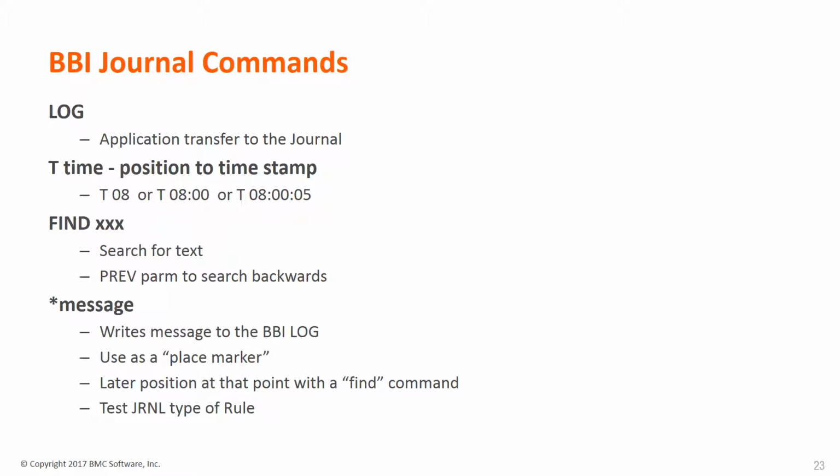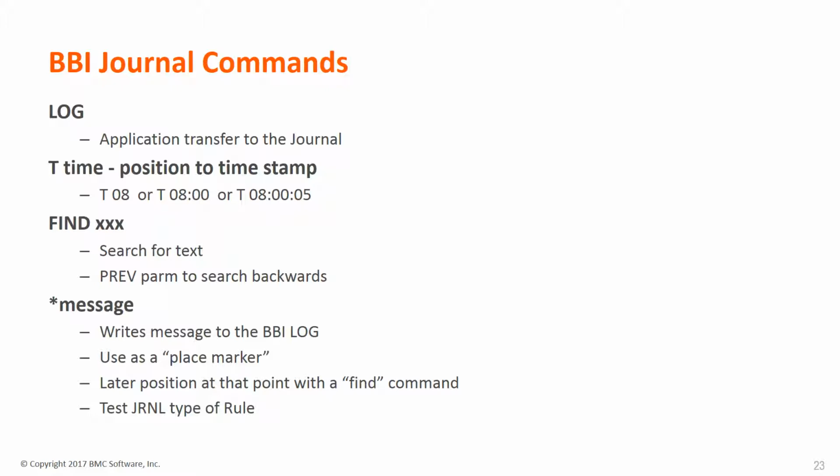Within the BBI journal, you can issue a few different commands, so let's talk about those now. The log command, of course, transfers you into the journal from anywhere in an OLTP display. You can use the T space time command to essentially do a locate to a certain timestamp in the journal. You can do a find command just like you would anywhere else in ISPF, F space, and then what you want to search for. If you want to search backwards, you add a PREV to the end.